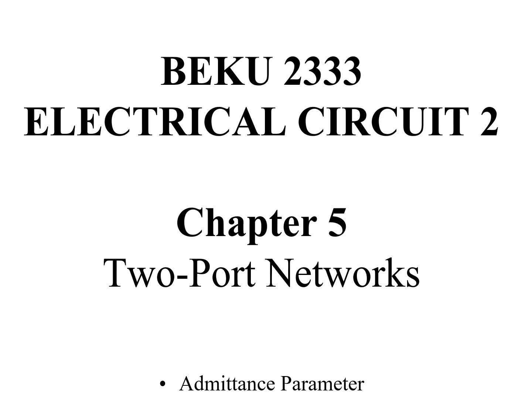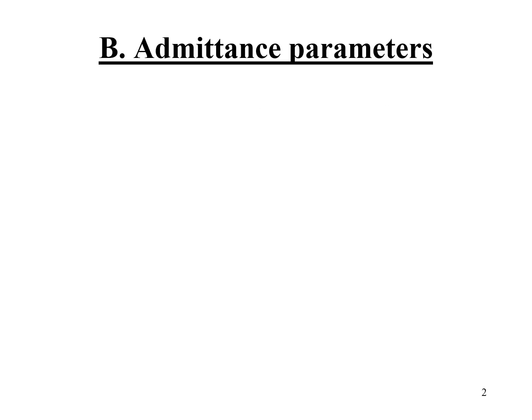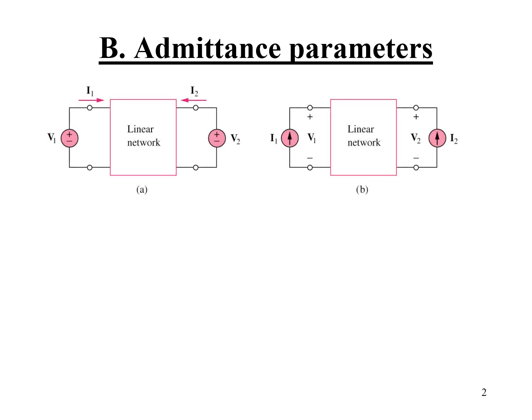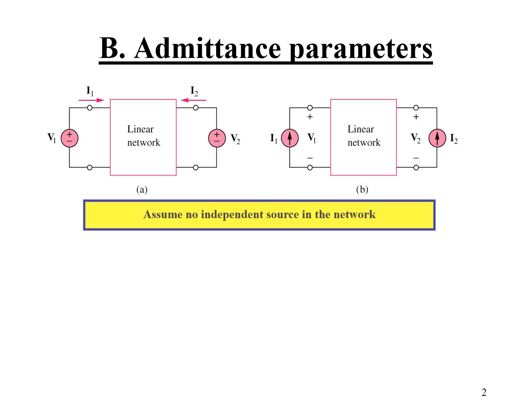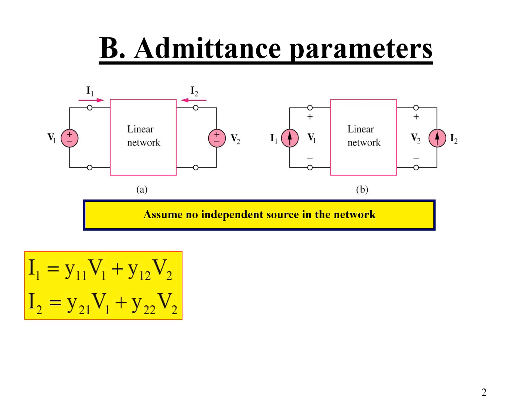Welcome back to BKU 2333 Chapter 5 Two-Port Networks. Today we're going to discuss the admittance parameter. So consider the two diagrams again. We have a voltage source and we have current sources for the two-port terminals. And we assume that there are no independent sources in the network.